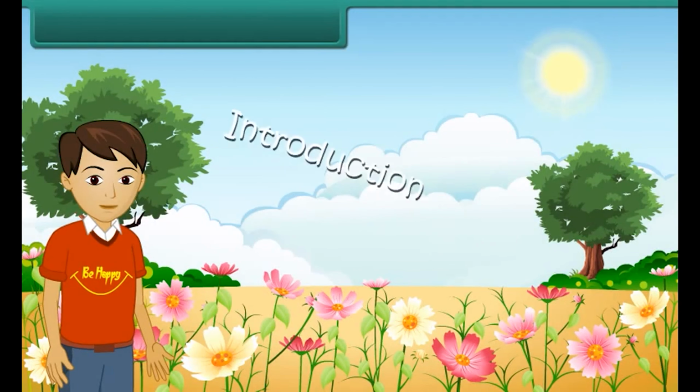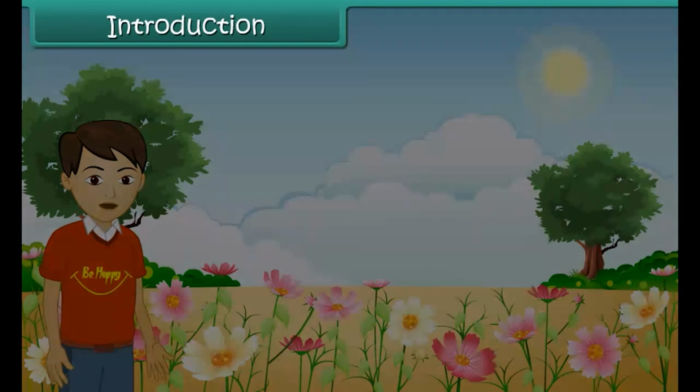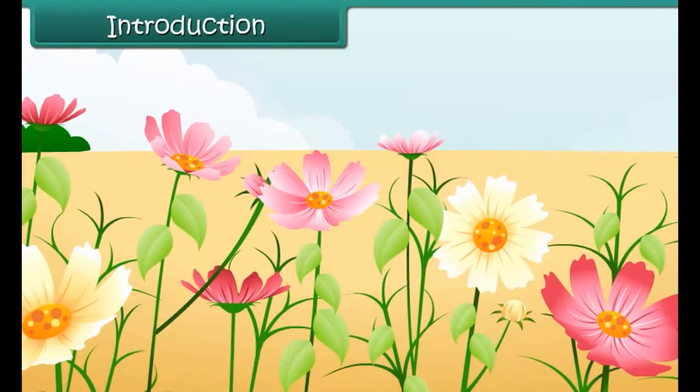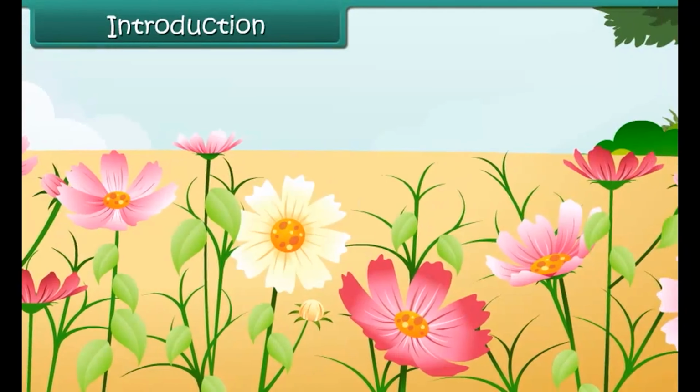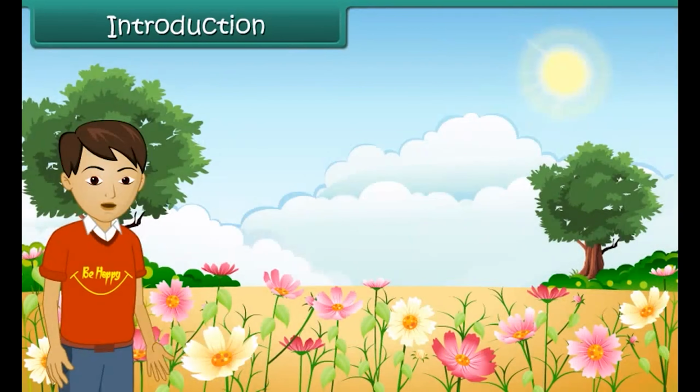Introduction. The part of a plant that attracts us to it is flowers. Flowers in full bloom make us cheerful. They make our lives colorful. Just as there is a variety of flowers, there is a wide array of leaves. It is a sheer delight to watch leaves and flowers of different shapes and sizes. In this lesson, we will learn about leaves and flowers in great detail.